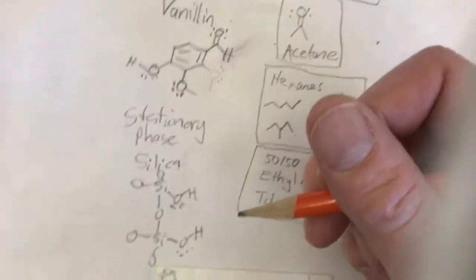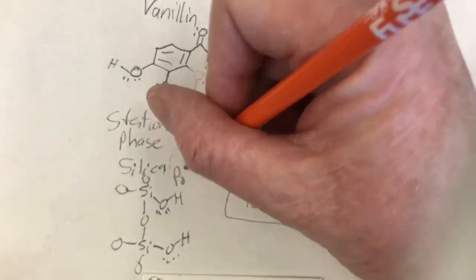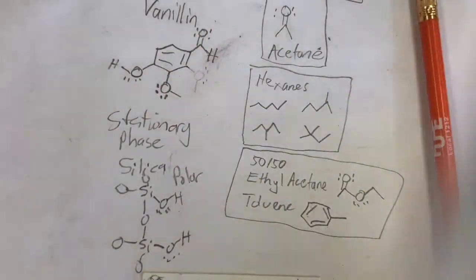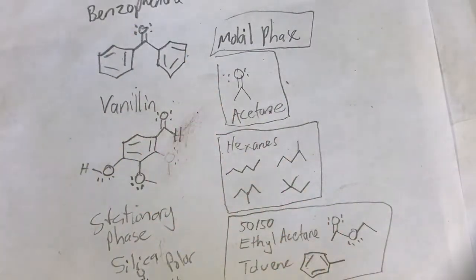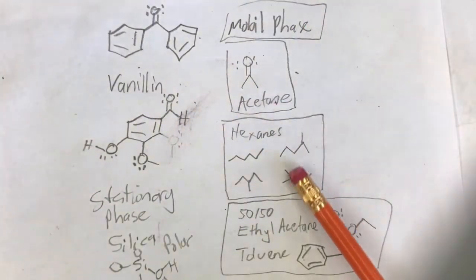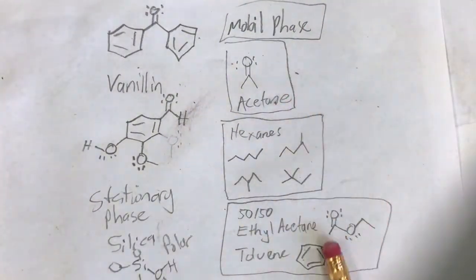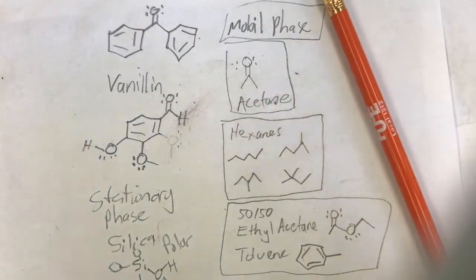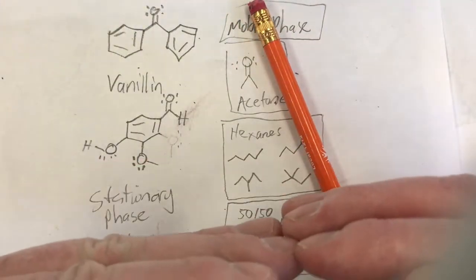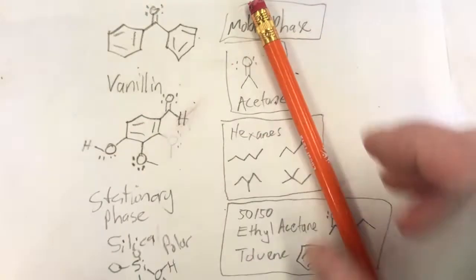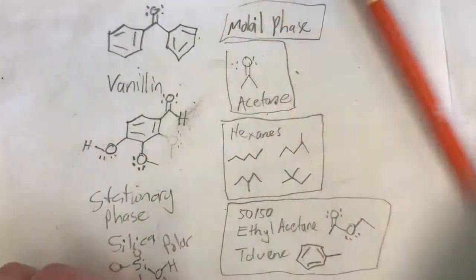So silica, polar. A couple questions we've got to ask: who's more polar out of the two of these, because whoever's more polar will stick more. And which solvent is best to move it up the TLC plate, but not too fast where they don't have time to separate, and not too slow where they barely move at all. You want it to move just right, like Goldilocks and the Three Bears.